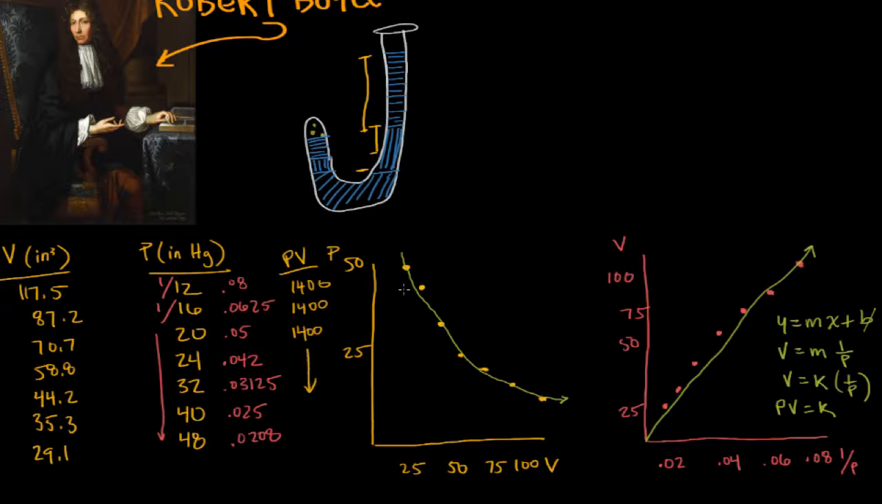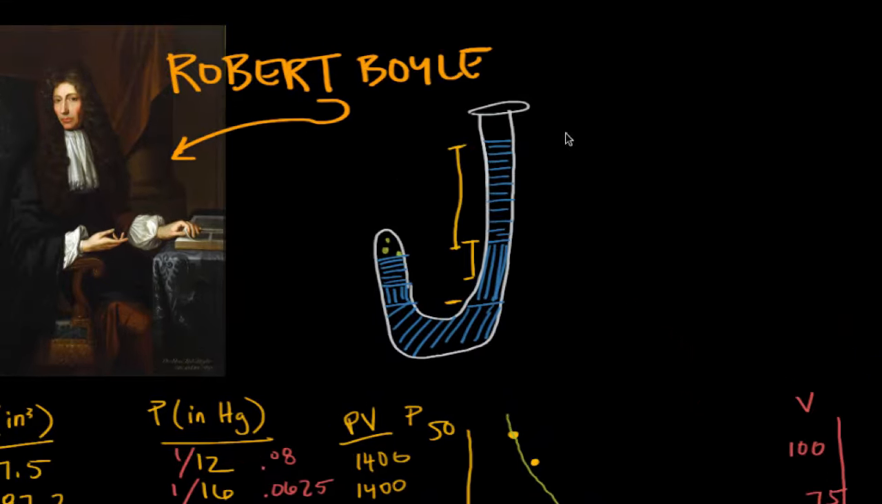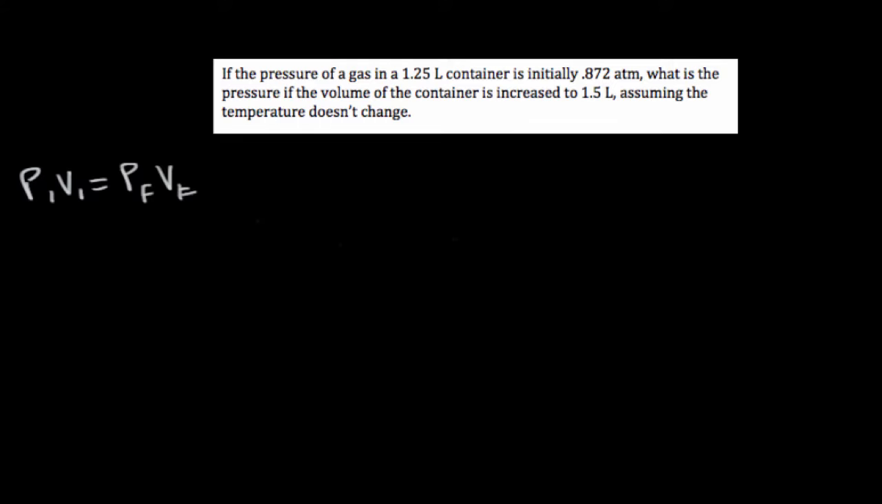And so one great application of this concept is that if the number of moles and the temperature of an ideal gas are constant, then the initial product of P and V will equal the final product of P and V, so P_f and V_f for final. And so let's try to use this in an example.